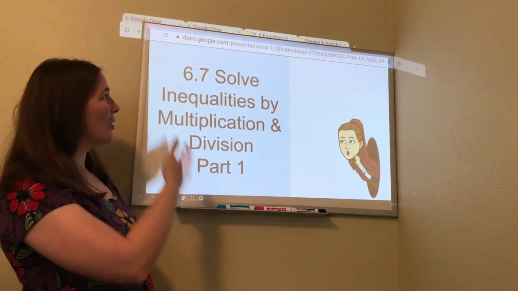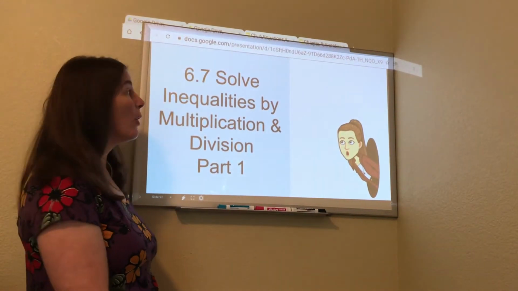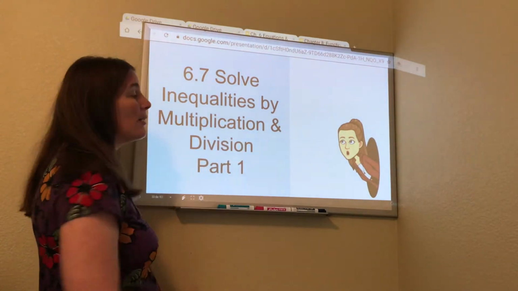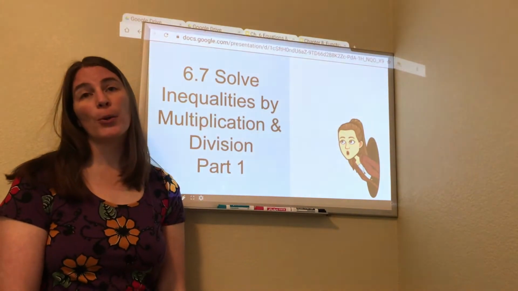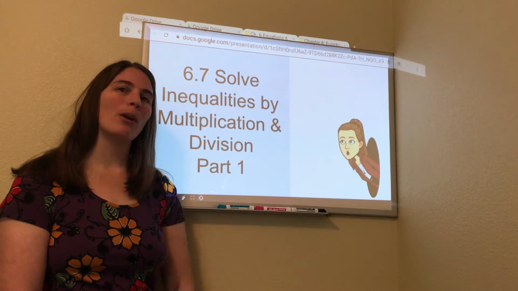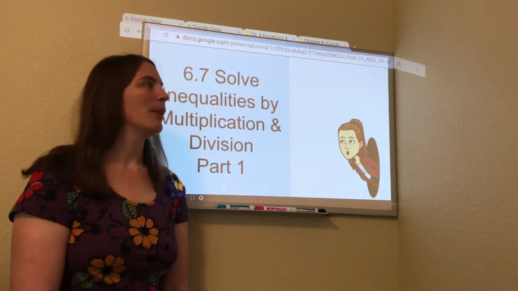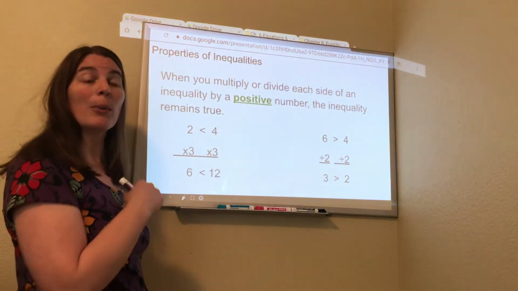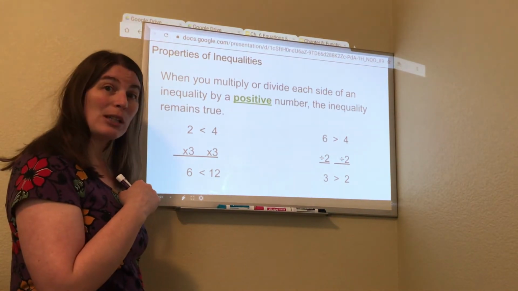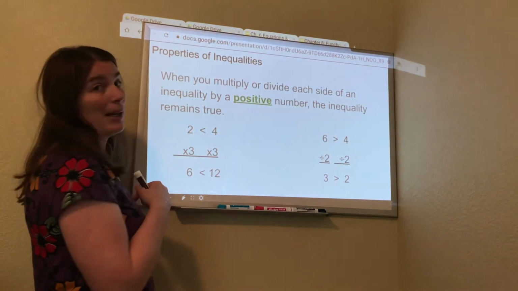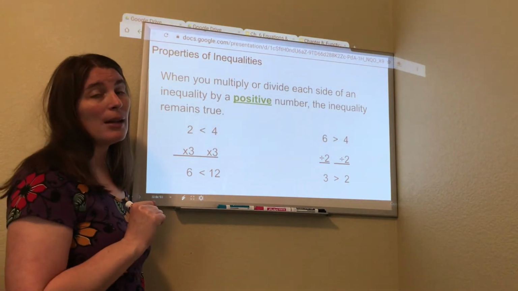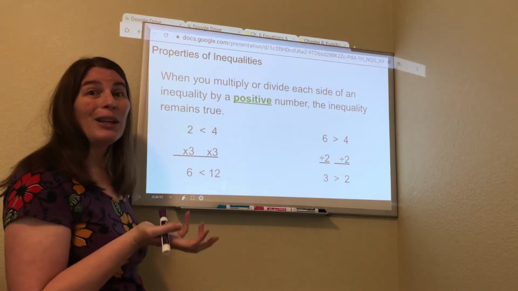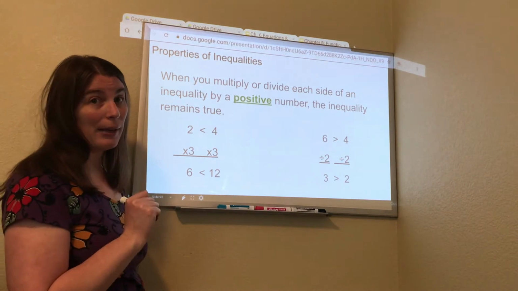Today we're going to be working on 6-7, which is solving inequalities by multiplication and division. And today is part 1, so we'll be doing a little bit more next time on our next lesson. So let's get started. The properties of inequalities. Last time we worked with addition and subtraction. This time we're going to be working with multiplying and dividing. It's a little bit different than with just solving regular inequalities, and I'll get to that in a little bit.